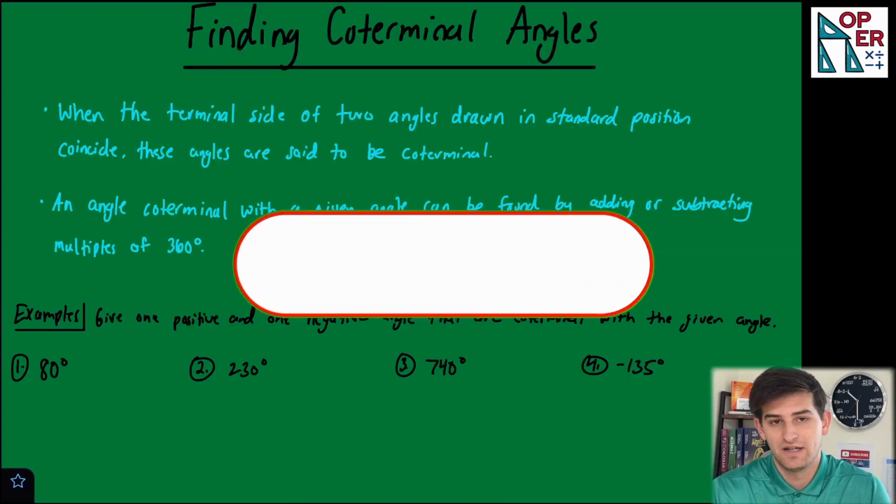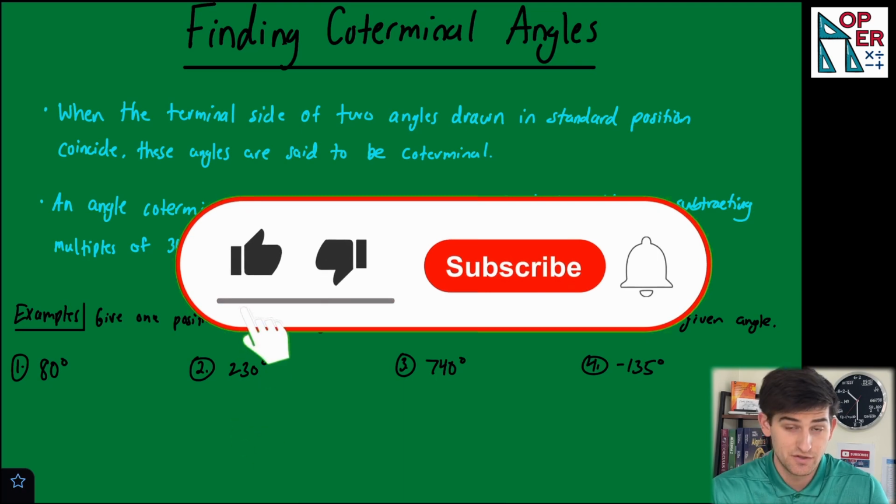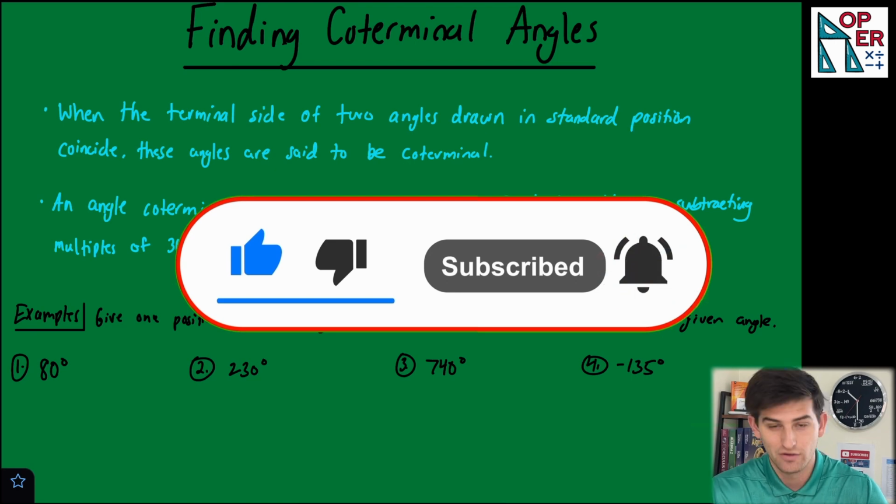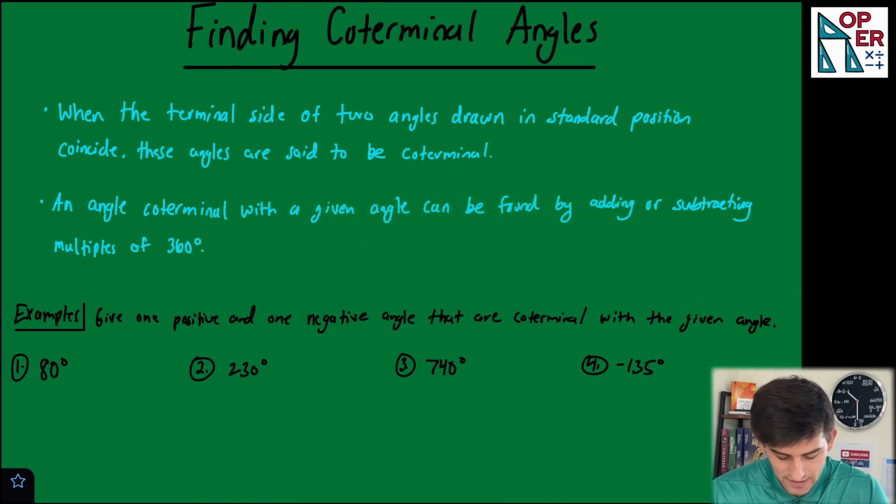Let's talk about how we can find some coterminal angles. So first of all, what is a coterminal angle? Just when the terminal side of two angles drawn in standard position coincide, or they're right on top of each other, these angles are said to be coterminal. So how can we figure out some coterminal angles?